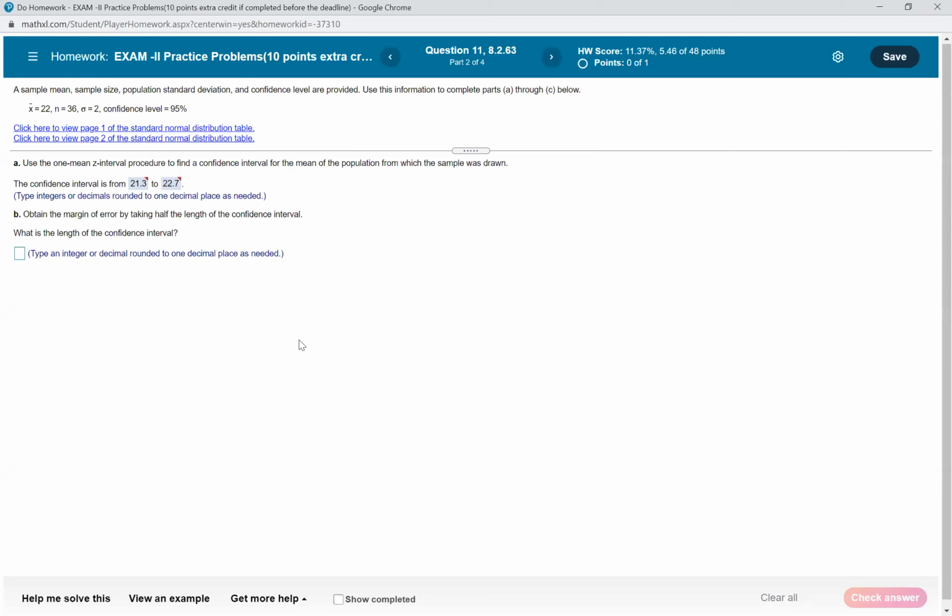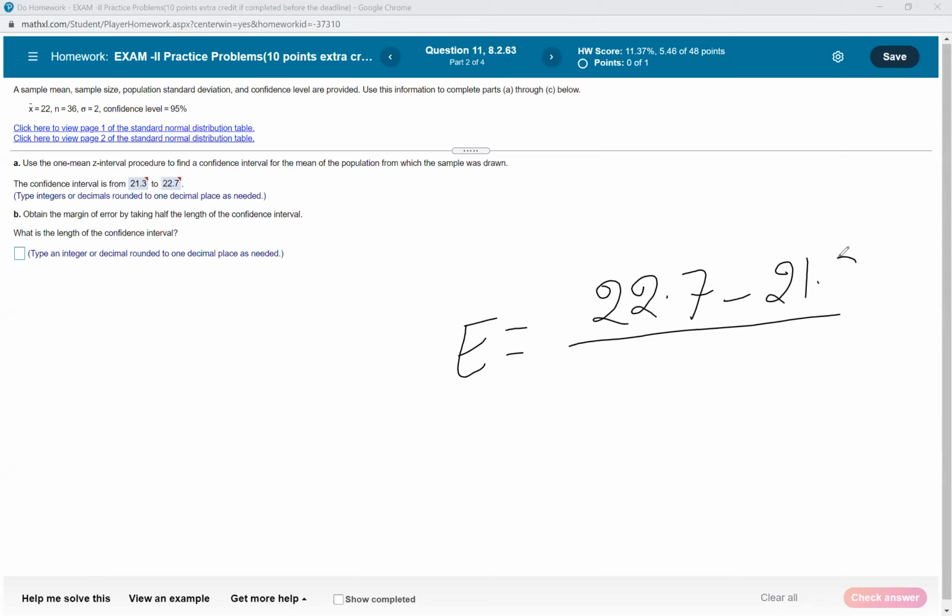Obtain the margin of error. So how do you obtain the margin of error? This is the width divided by 2. So that's 22.7 minus 21.3 divided by 2. So it will be 0.7. So the answer is 0.7.